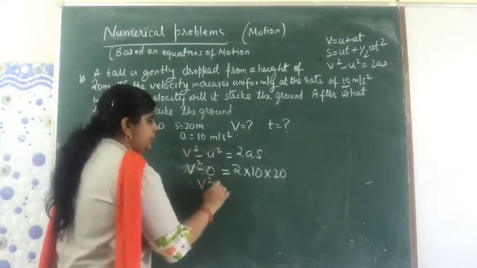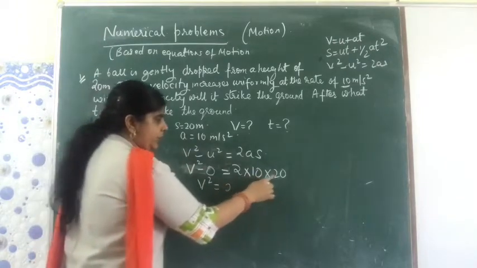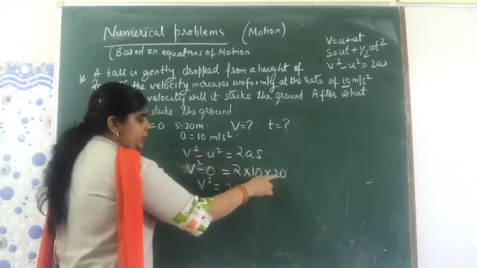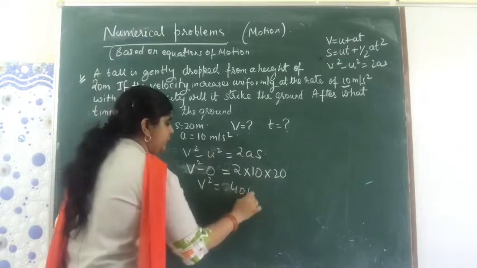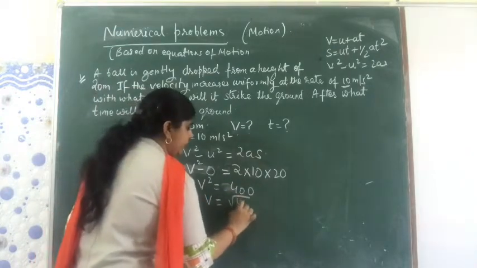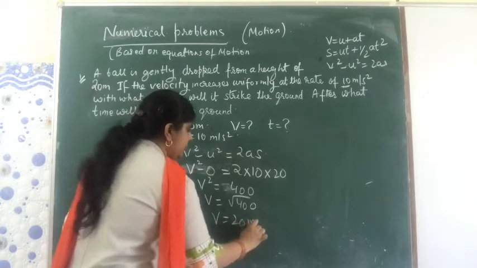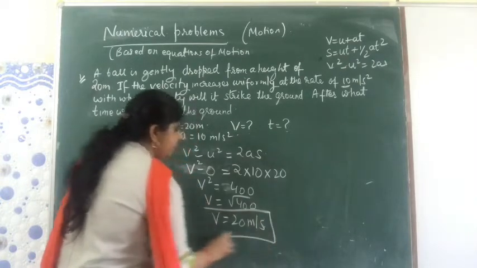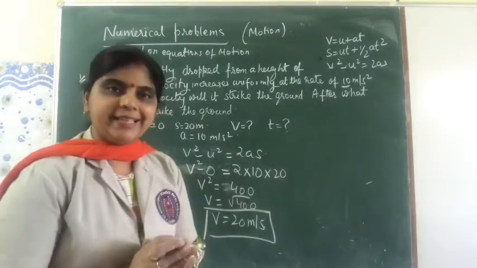So v square equals 2as. 2 times 10 times 20, 2 twos are 4 and 2 zeros, so this will be 400. What will be the value of v if you take the square root of 400? v is equal to 20 meter per second. Means the final velocity will be 20 meter per second, right?